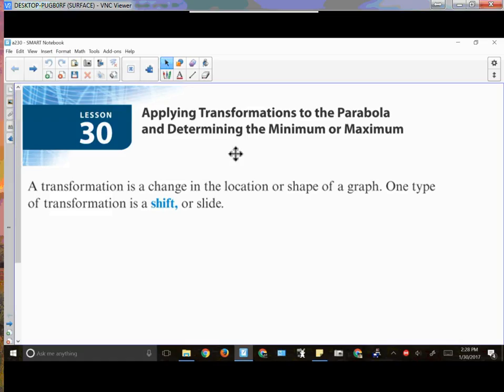We are going to take a look at applying transformations to parabolas and determining the maximum or minimum. Now, a transformation is a change in the location of or shape of the graph. One of them is a shift, a slide. It just moves someplace else. That's all it does.